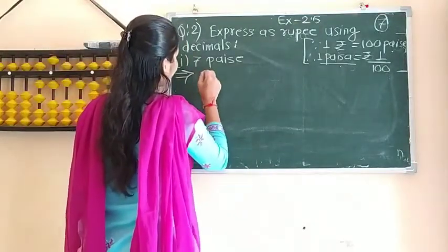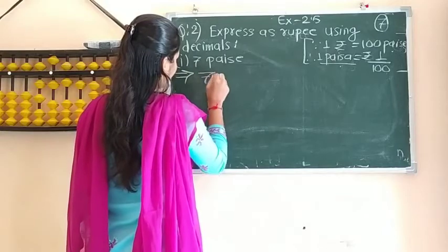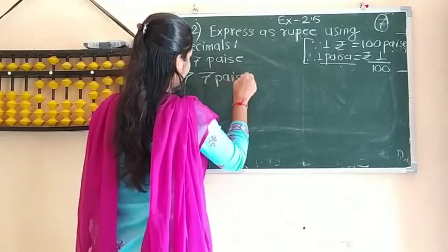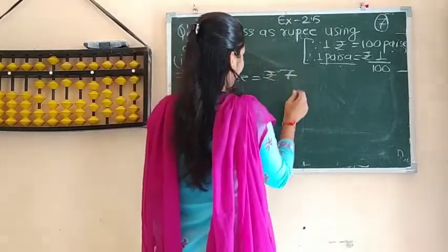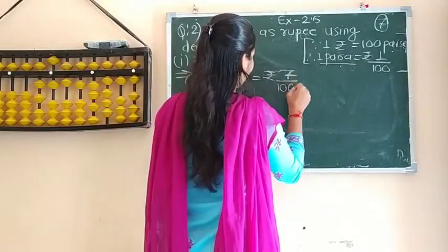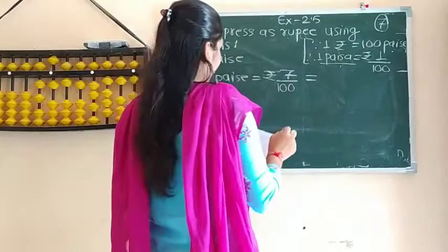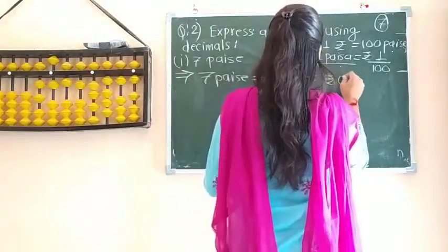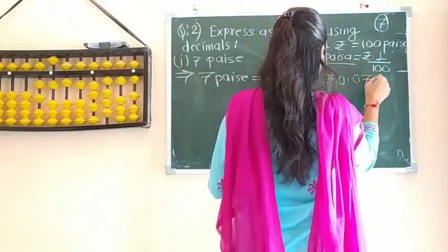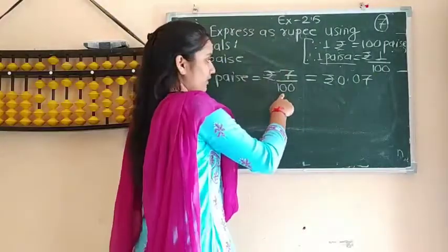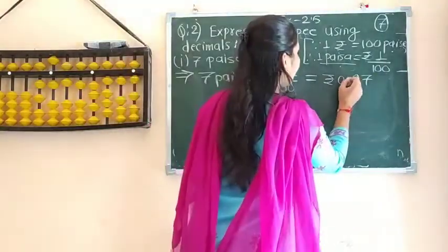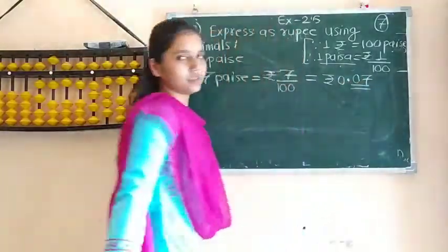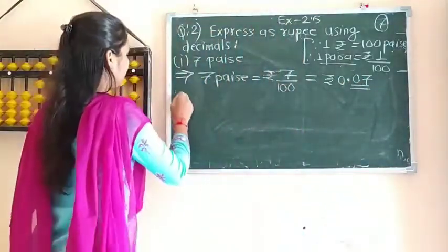So 7 paise means, you have to express in rupees, so 7 upon 100. So what is the answer? Rupees 0.07. As at the place of denominator there is 100, there are 2 zeros. So after the decimal there should be 2 digits. That's why it is 0.07.